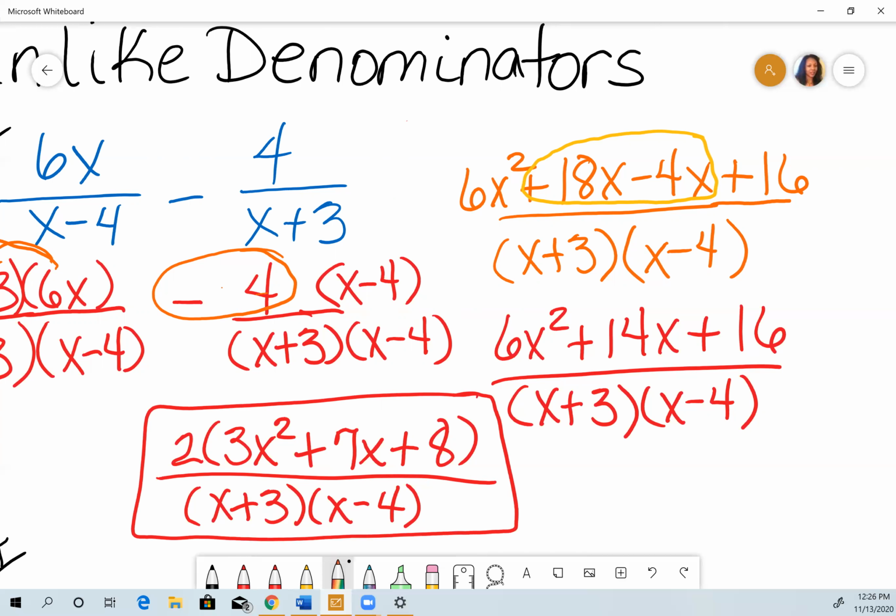Now, in terms of my excluded values, I go back to my original denominators and I notice it's already in factored form. So it's easy to see if I were to set this one equal to 0, that I cannot have a positive 4 because it will make this denominator 0. And if I set x plus 3 equal to 0, I cannot have a negative 3 because that would make that denominator 0. So again, you're asking yourself, what can I put in the place of x to make this denominator 0? Whatever that number is, I don't want it. It's called an excluded value.